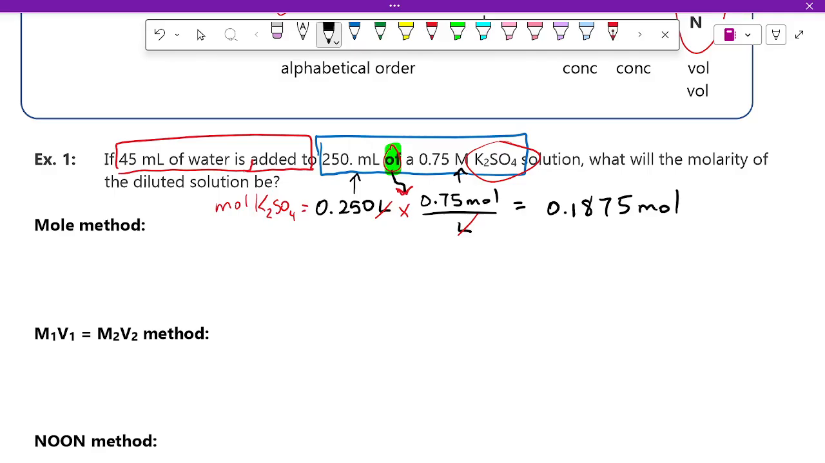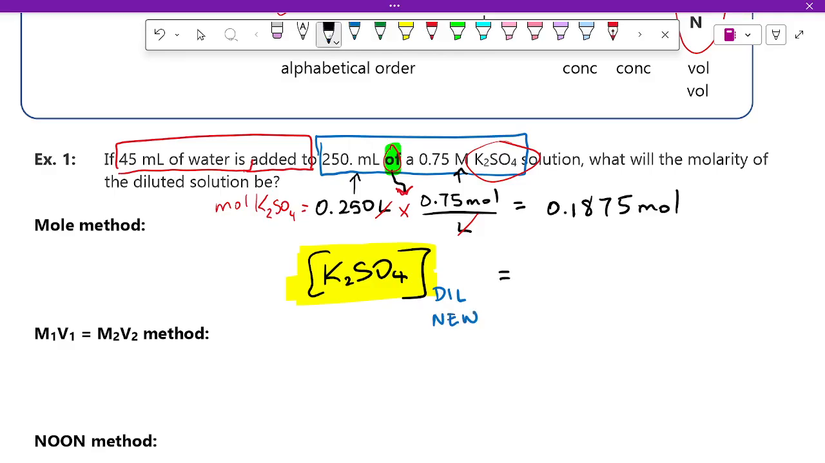What did you guys get for this? 0.635. Yeah, the concentration of K2SO4, and you should show it this way. This is how you should show your work. You should say concentration of K2SO4 if you want to say that it is diluted. You can say DIL for diluted, or you can say nu if you want to.